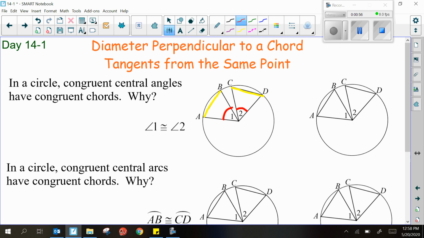Well, hopefully you noticed that the chords I'm marking right now, actually I shouldn't call them chords, the radii I'm marking right now are all congruent because they are radii. So I have side, angle, side congruency. Since I proved these triangles are congruent, by corresponding parts of congruent triangles, I proved that the chords are congruent. So AB is congruent to segment CD.